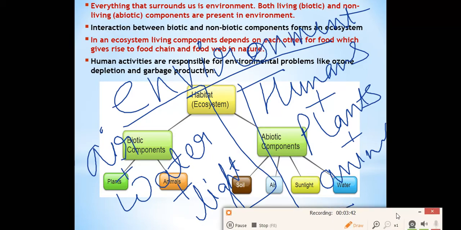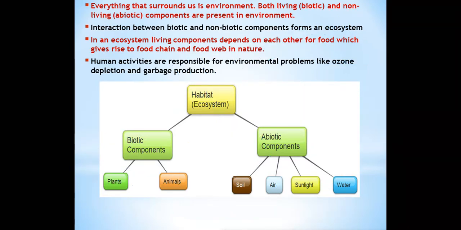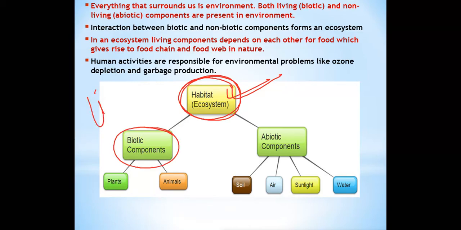So let's start with the first topic from this lesson, that is ecosystem. What is ecosystem? Just now I have told you that ecosystem is a combination of living things and non-living things. That is, it is a combination of biotic factors and abiotic factors. Let's see a flowchart which is given over there. If this is an ecosystem, then ecosystem comprises of a biotic component. Biotic means the living component, and the abiotic component, that is the non-living component.